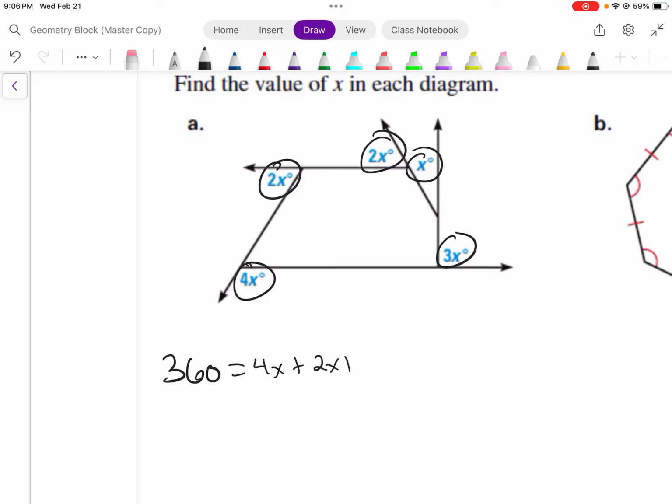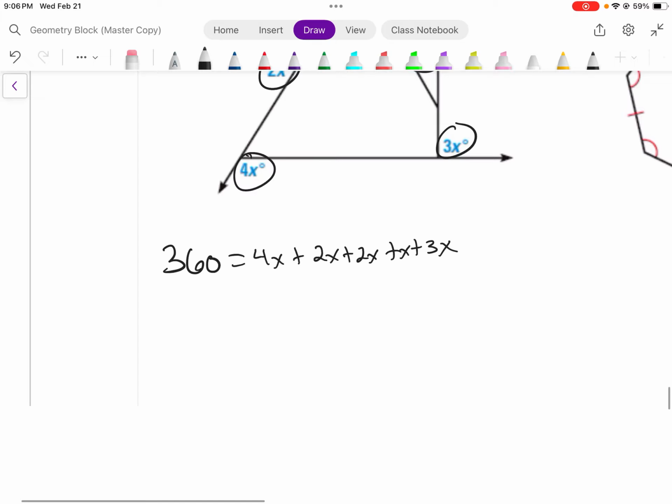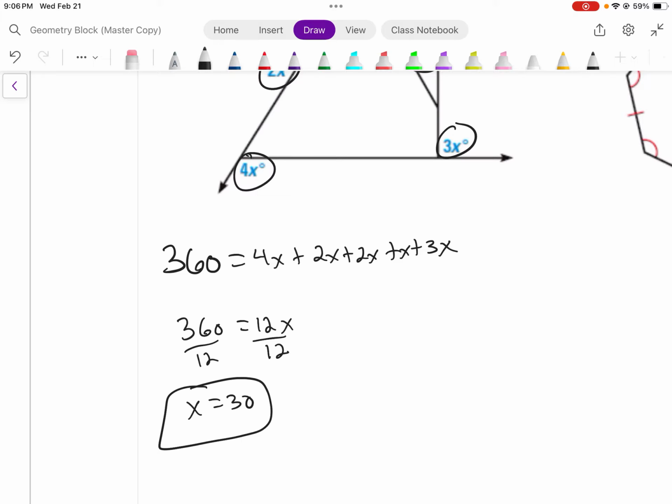So 4x plus 2x plus 2x plus x plus 3x. That's going to add up to 12x. Divide by that 12. We're going to get x is equal to 30.